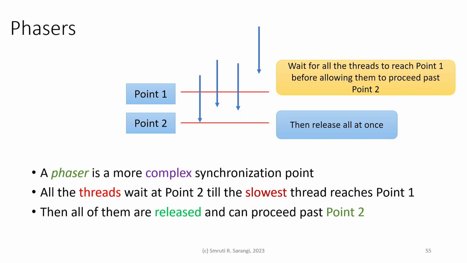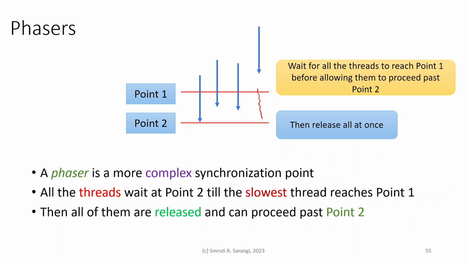But in the barrier, point 1 and point 2 are the same. In this case, point 2 is slightly advanced, like later in the future. So even if you have reached point 1, you can go a little bit ahead, but you cannot go very much ahead. Because if you go very much ahead, then the divergence will increase. So that is why you stop at point 2 until everybody has reached point 1.